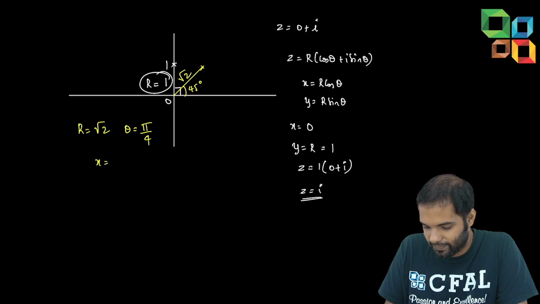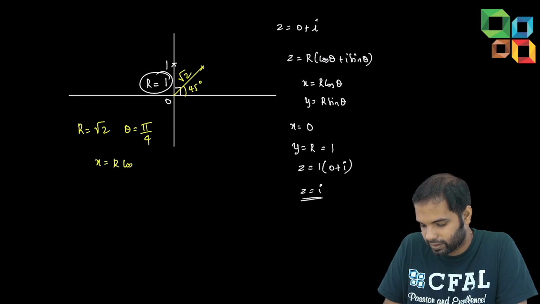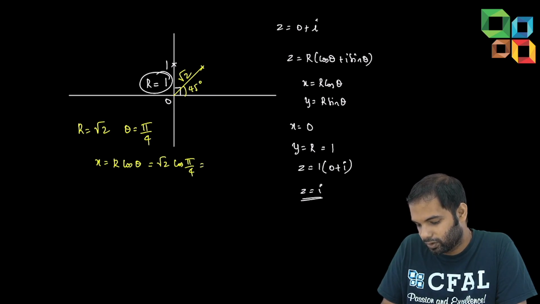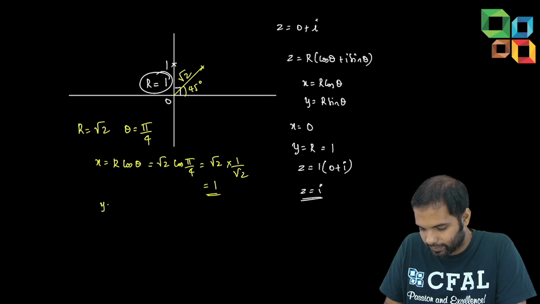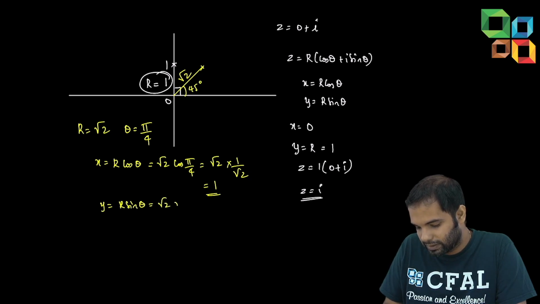The x coordinate is R times cos theta. R is root 2. What is cos pi by 4? That is also 1 by root 2. So what is this? 1. So I got the x coordinate as 1. What is the y coordinate? R sine theta. Again, root 2 sine pi by 4, which is 1 by root 2 again. So we'll get 1.